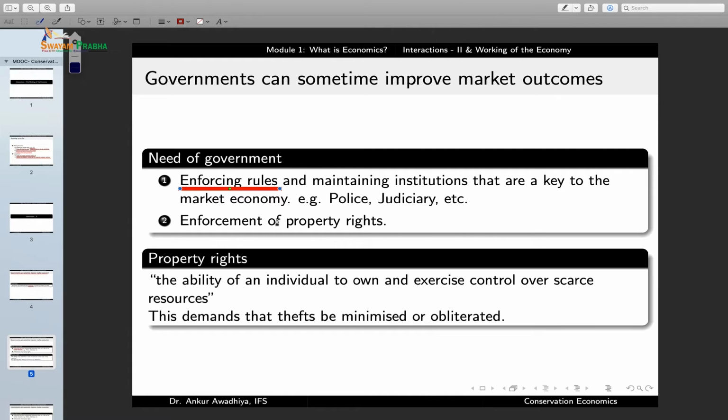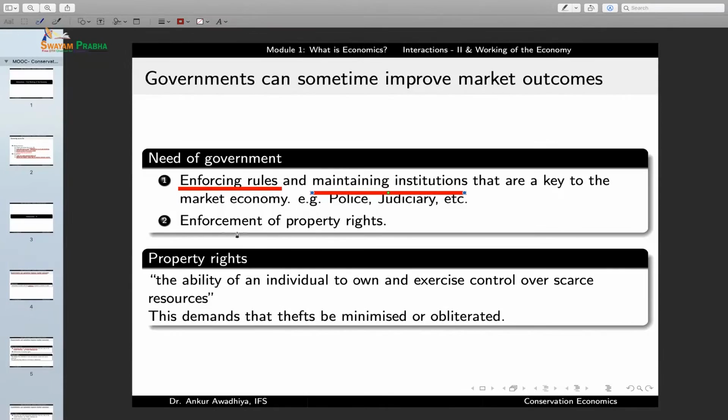and one such rule is that nobody has the right to destroy another's property. So the government makes these rules and the government enforces these rules. And the government also maintains institutions because it is not enough that you have a rule. You also need to have an institution to enforce that rule. If you have a law but you do not have police, if you do not have judiciary, then the law will just turn into a dead letter. So the government not only makes the rules, but it also maintains the institutions that will play a role in enforcing these rules. Similarly, the government enforces property rights.